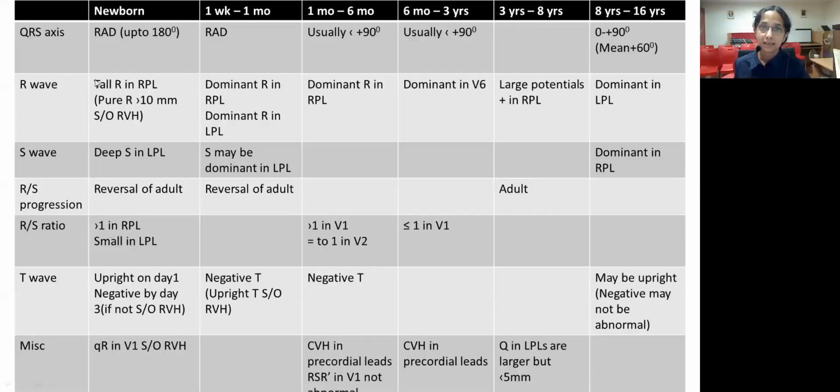This is just a summary of what we spoke about the QRS, where you can have an axis up to 180 degrees in a newborn, tall R waves in V1 in a newborn, an RS ratio of more than 1 in V1 in a newborn, and that the T wave can be upright for the first 3 days. It does not suggest RVH.